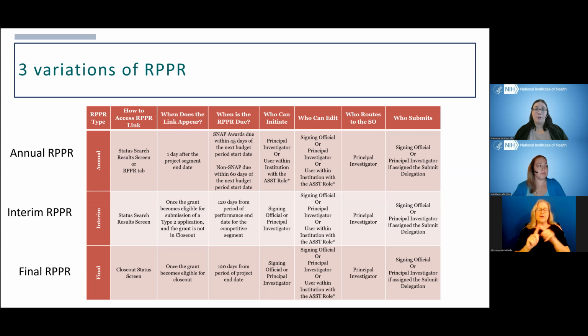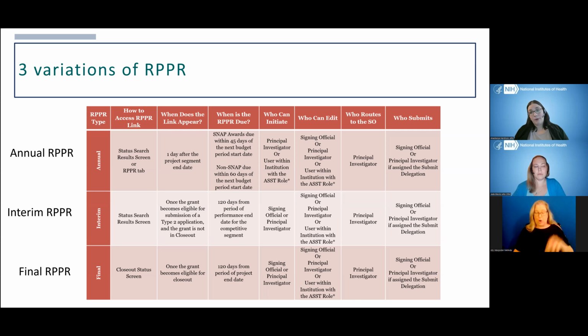The annual RPPR is due for SNAP awards 45 days before the next project period start date, I apologize, and then the non-SNAP is due 60 days before the next budget period start date. I'm not going to go through the whole list, but very useful information if you have questions with the RPPR.